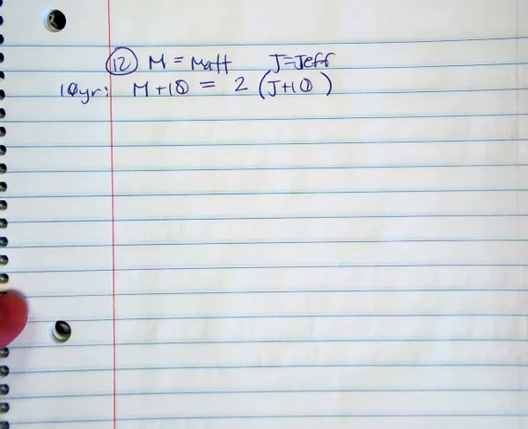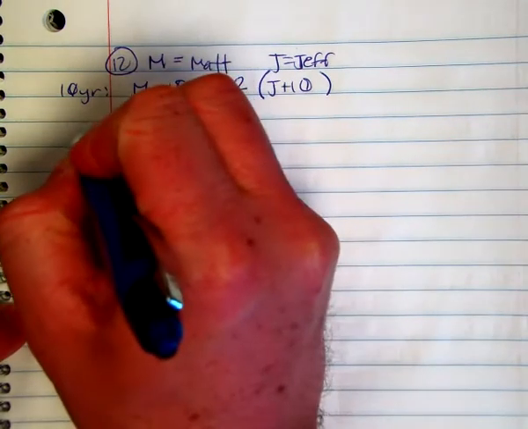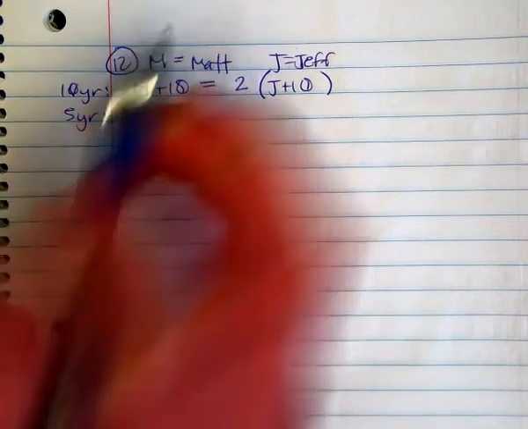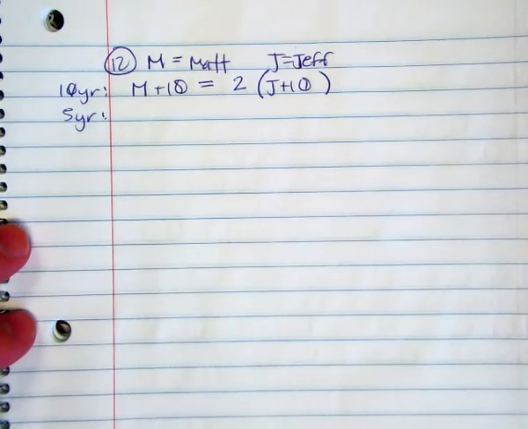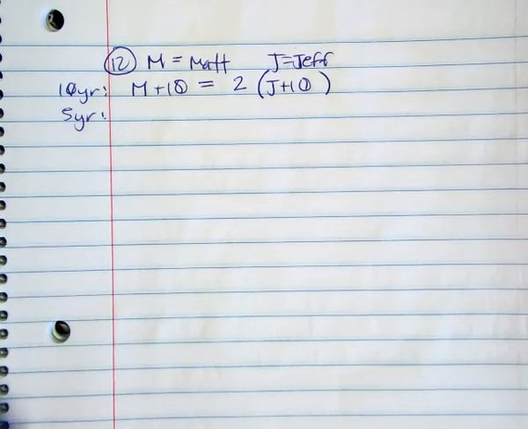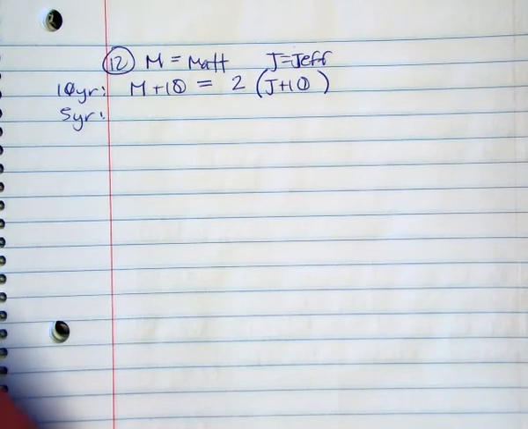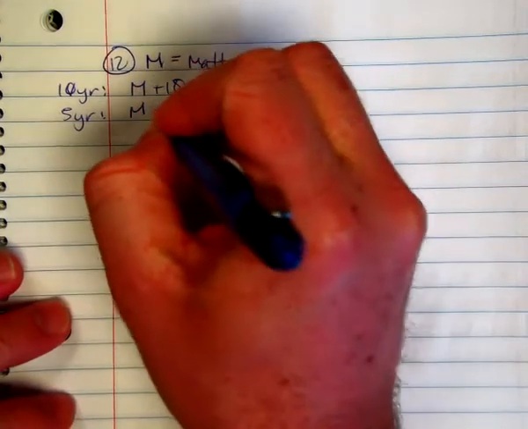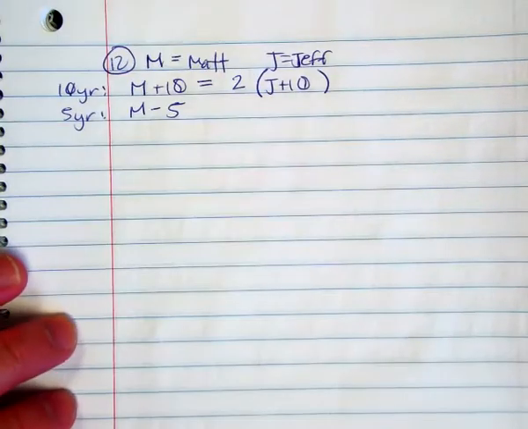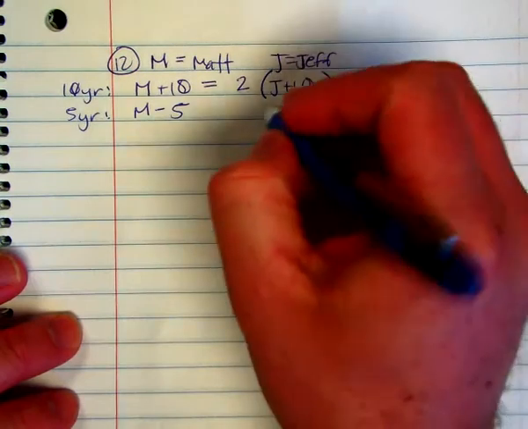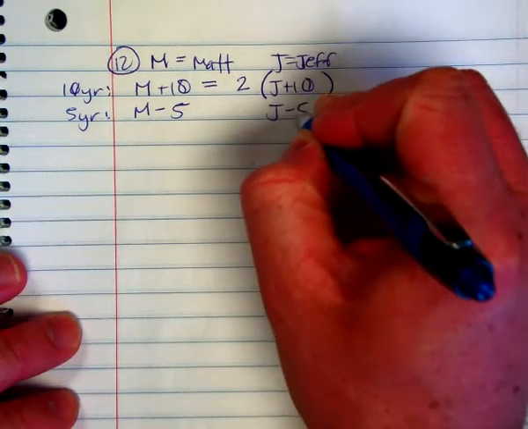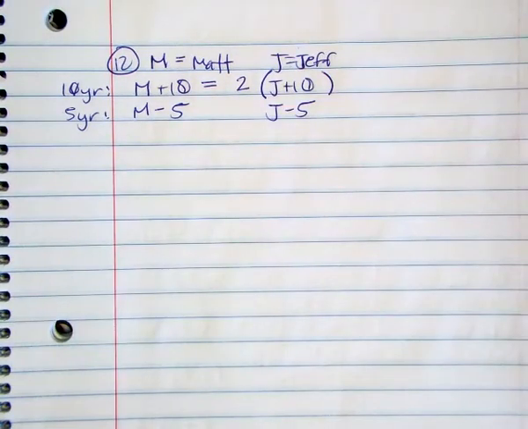Hopefully that makes sense. Let's also talk about the other scenario. The 5-year scenario, 5 years ago. Again, think about how old you are now. Think about how old you were 5 years ago. Didn't you just subtract 5 to find that number? So Matt, 5 years ago, would be Matt minus 5. Jeff, 5 years ago, would be J minus 5. His current age, and then subtract 5.